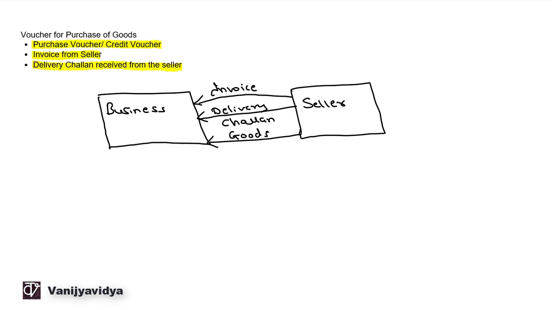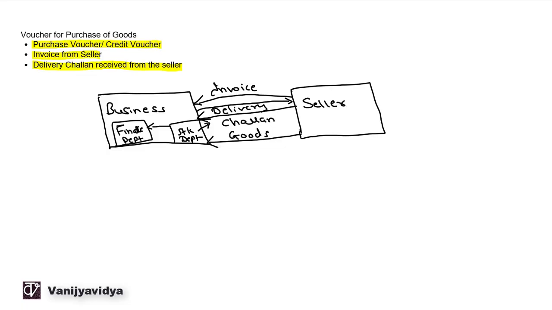Now when the goods are received, the stores in charge or the stock department will verify the goods and then they will acknowledge the delivery challan and send one copy of the delivery challan to the seller as an acknowledgement. Then this invoice received will be given by the stock department to the finance department and marketing department, and the goods will be kept in the godown or the warehouse.